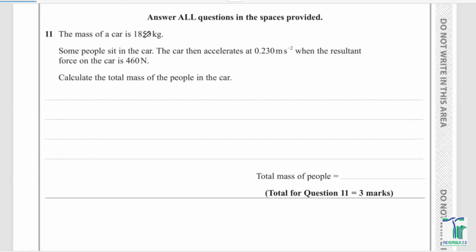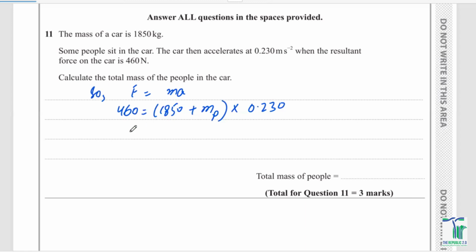The mass of the car is 1850 kilograms. Some people sit in the car. The car then accelerates at 0.230 meters per second square when the resultant force on the car is 460 newtons. So what are you going to do? You are just going to use the simple formula, which is F equals ma, and you have got the force, which is 460, and the mass is going to be the mass of the car, which is 1850, plus the mass of the people sitting inside the car, times the acceleration, that is 0.230.